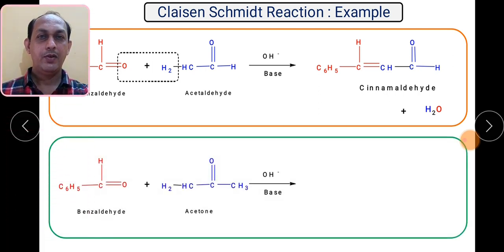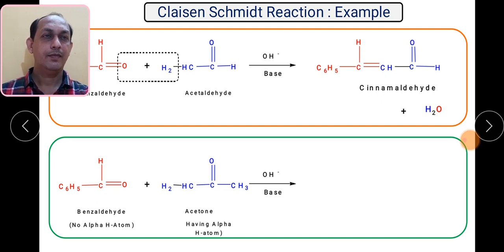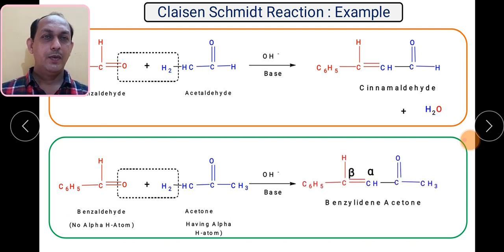This time we are going to take benzaldehyde as a molecule which does not contain an alpha hydrogen atom, and acetone. In the first case we had taken acetaldehyde, so an aldehyde. Now here we are going to take a ketone. So what will happen? Acetone and benzaldehyde condense in the presence of a base such as NaOH. What will they form? Water is being removed. So H2 is being removed and you will get the formation of an alpha beta unsaturated compound.